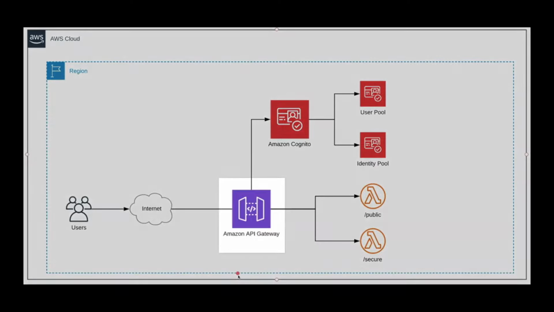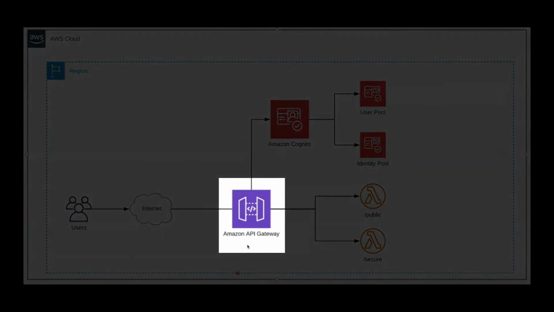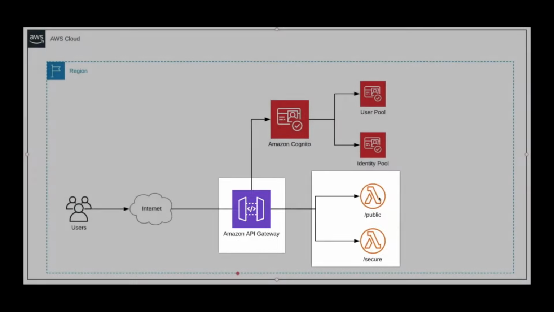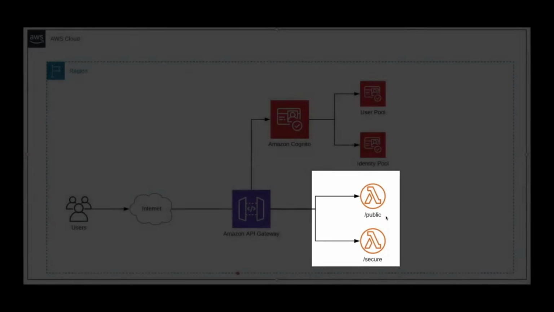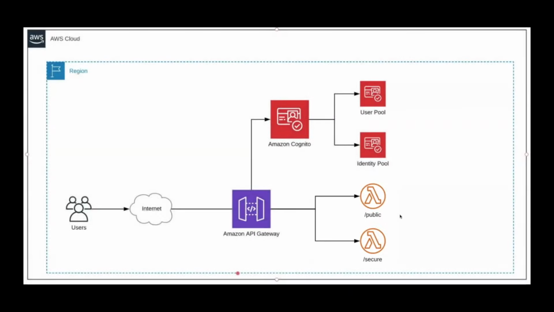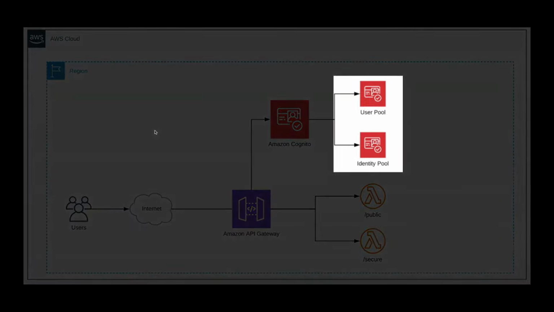That link will also be posted below. Quickly looking at our diagram, we can see we have an Amazon API Gateway connected to two separate Lambda functions, one called public and one called secure. Our public function will return results to anybody, whereas our secure function will return results only if somebody has logged in using Amazon Cognito. Amazon Cognito consists of two components, a user pool and a federated identity pool.